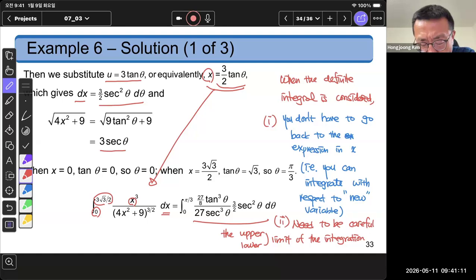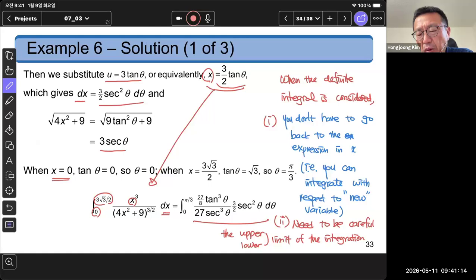So when x is 0, the lower limit, then 3/2 tangent theta must be 0. That means tangent theta is 0, and the only theta value between minus half pi and half pi whose tangent value is 0 is 0. So this will give you only one theta. The lower limit of this integration with respect to theta will be 0.